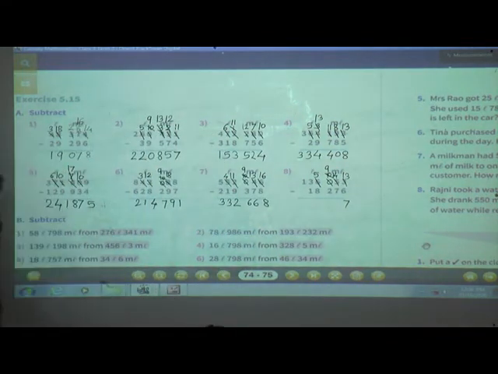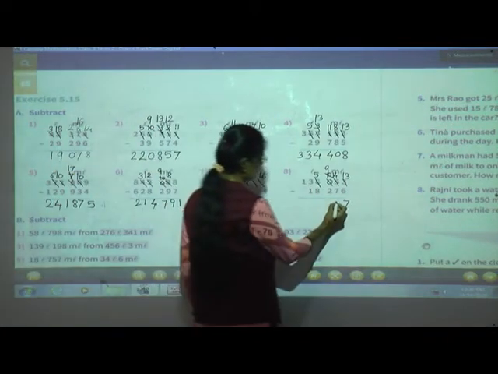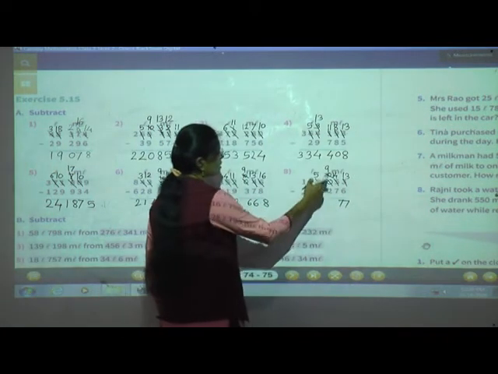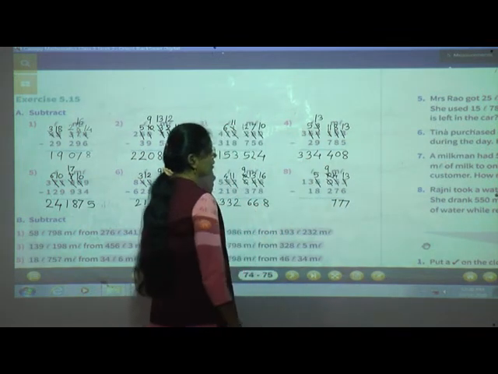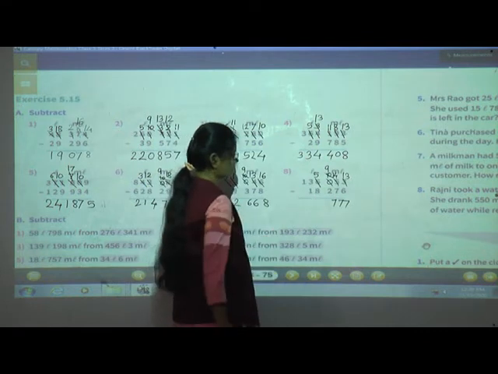Okay. Now 14 minus 7. See, after 7 you have to count your fingers till 14. 14 minus 7, correct, 7. So write here 7. Then see this column, 9 minus 2, 7. Okay. Now we'll subtract the liters.